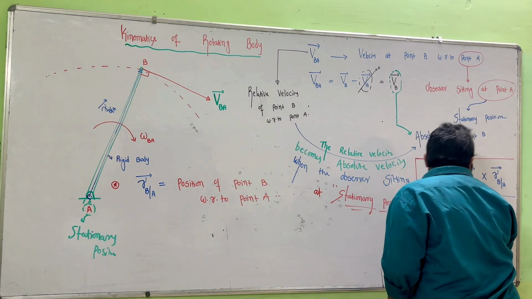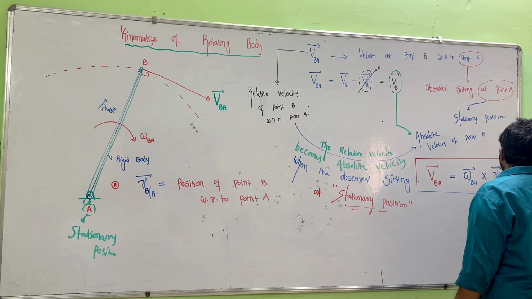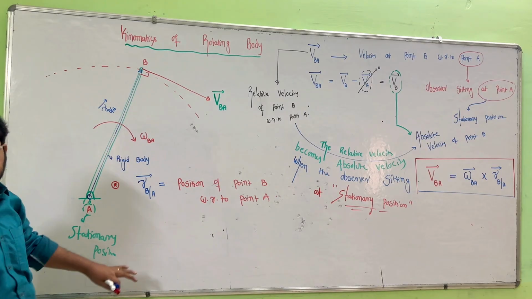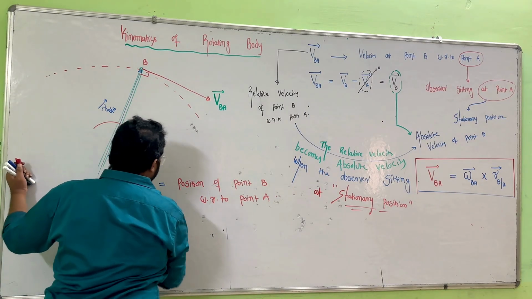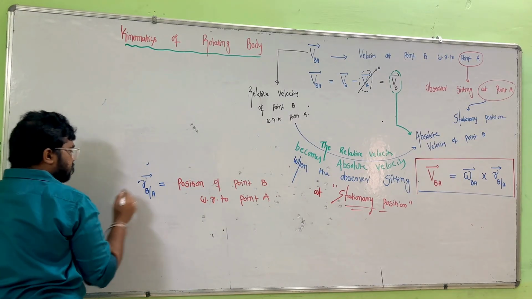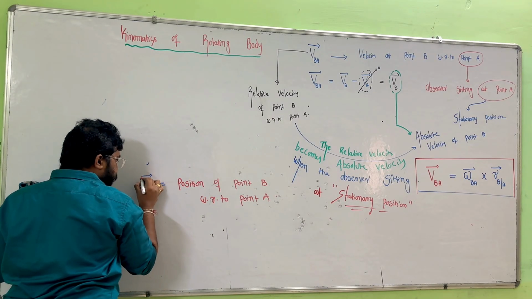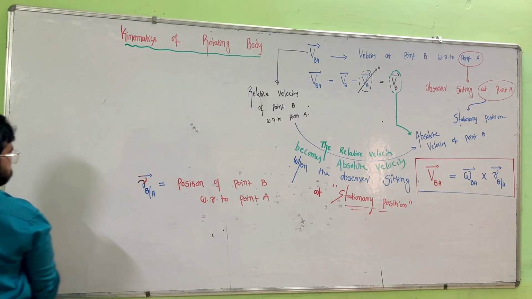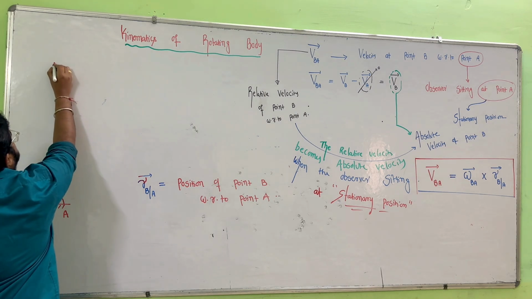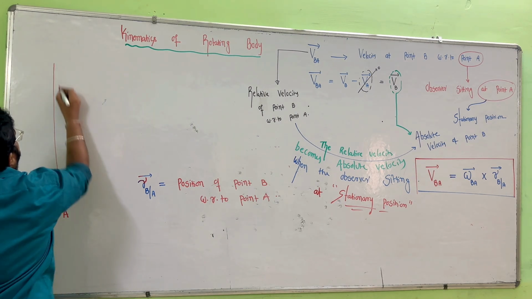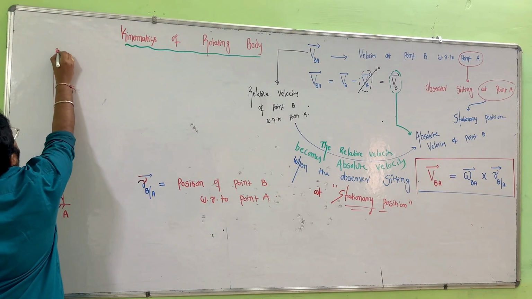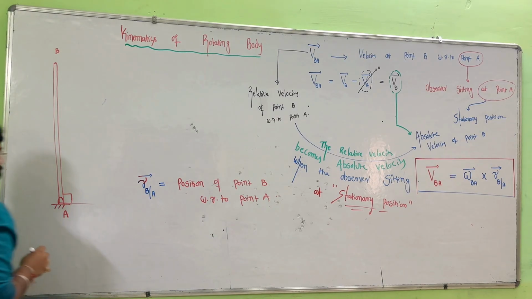This is velocity of point B with respect to point A. Now we can take the one case completed, and check it once. Now I am taking one instant at a particular instant of time. See this, the position of point A and point B like this. This is the point B, exactly perpendicular.